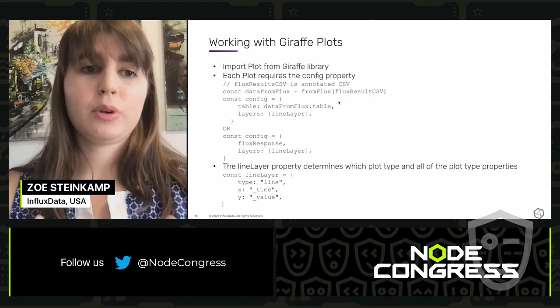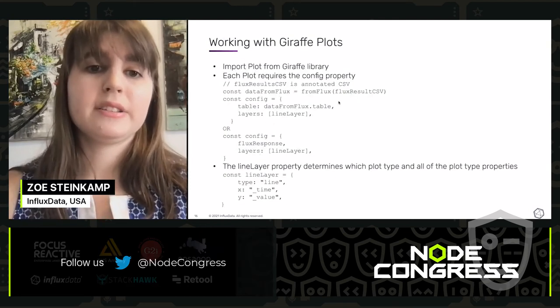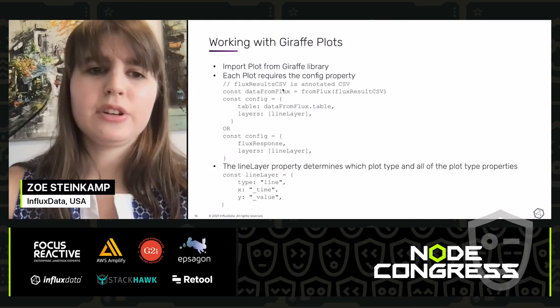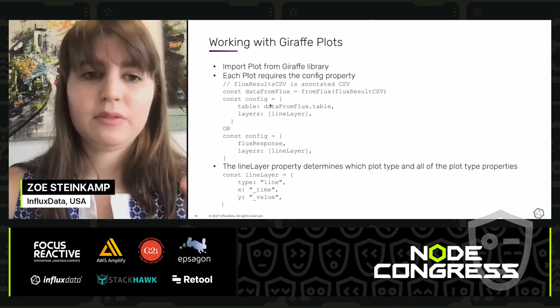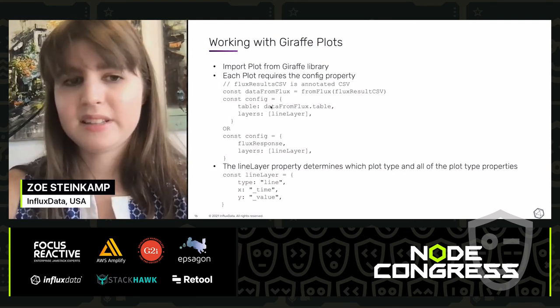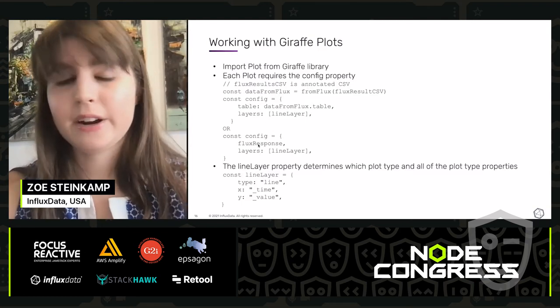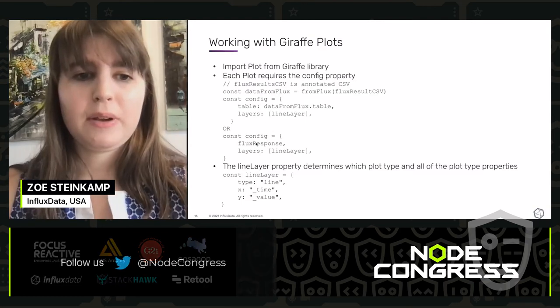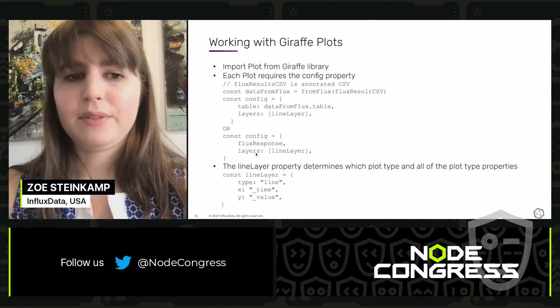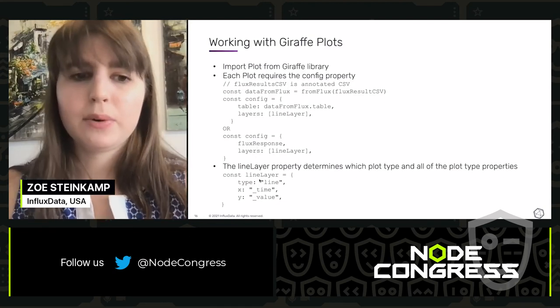Really quick, working with the Giraffe plots, each plot requires the config property. As you can see, we get our data from the Flux CSV. Data is the Flux table. Line layers is the line layer. We have two examples of this config, but basically you have the layers and you have the actual CSV data. Pretty straightforward.